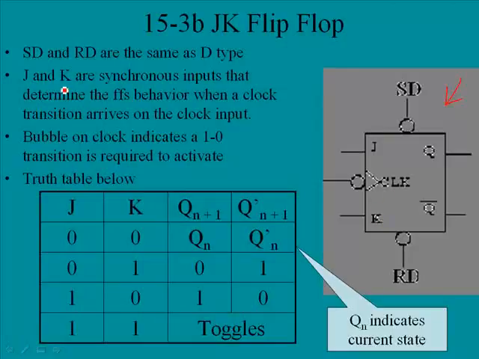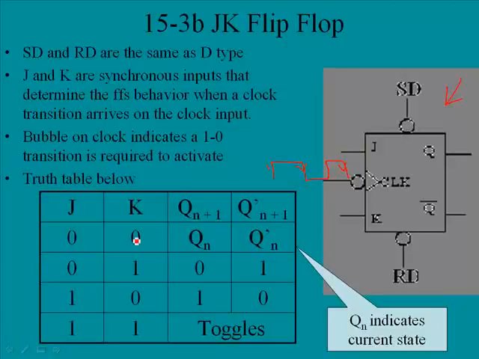And what are we going to say? J and K are synchronous inputs that determine the flip-flop's behavior when a clock transition arrives on the clock input. So again, we're going to have a clock coming in, and since we have this 0 here, that's telling us that this one's actually going to clock when the signal goes on the negative edges.